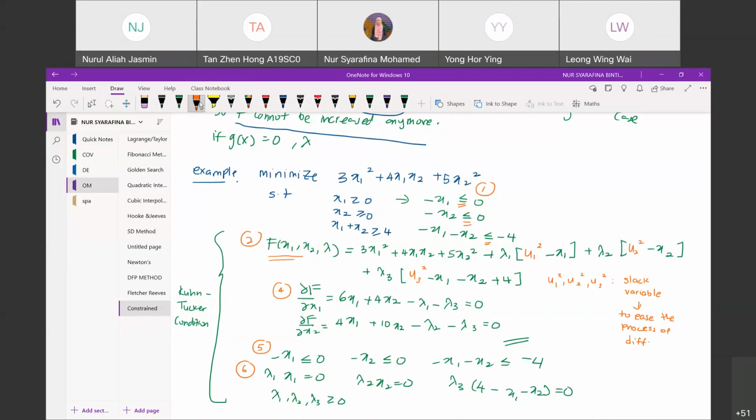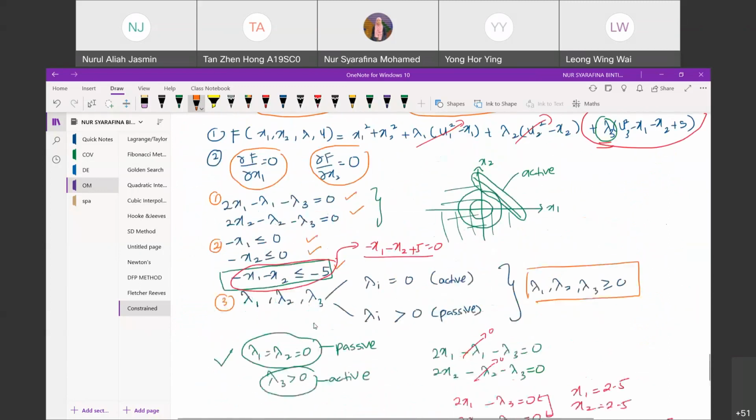You can have your Lagrange by putting lambda 1 with the first constraint, lambda 2 with the second constraint, lambda 3 with the third constraint. Then we differentiate: del f del x1, del f del x2 equals 0 and equals 0. So these are the Kuhn-Tucker conditions, where you just list down again the constraints given. Then we consider that these constraints are all equal to 0 here.